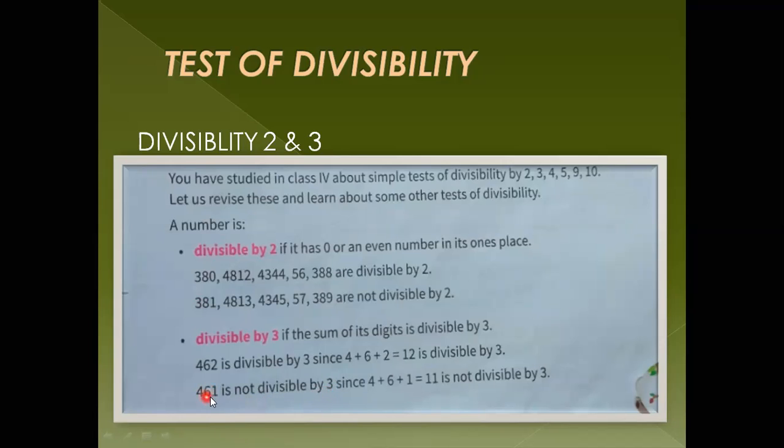Why? Because 4 plus 6 plus 1: 4 plus 6 is 10, 10 plus 1 is 11. So this 11 is not divisible by 3. So the rule of divisibility by 3 is that the sum of its digits should be divisible by 3. For 2, in the ones place you should have 0 or an even number. For 3, the sum of digits should be divisible by 3.